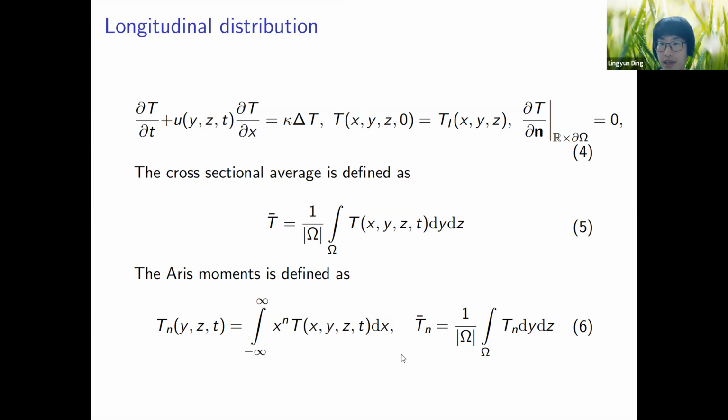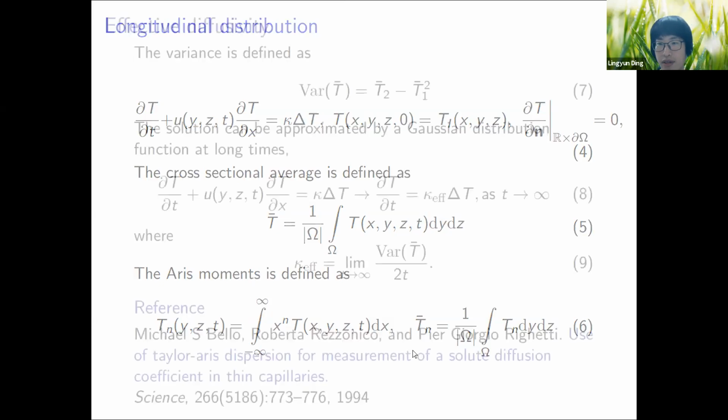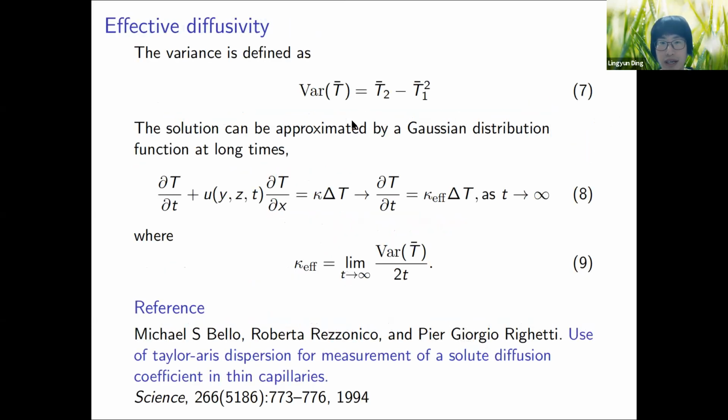We are interested in two important moments. The first one is the variance. Why are we interested in that? Because by the homogenization theory, we know the advection diffusion equation can be approximated by a Gaussian distribution at long time. In other words, this equation can be approximated by an effective diffusion equation as t goes to infinity. So here, kappa effective is the effective diffusivity, which is defined as the variance divided by 2t, then let t go to infinity. So you may ask, what is the application of this approximation? I think one application is that we can use this relation to measure the diffusivity.